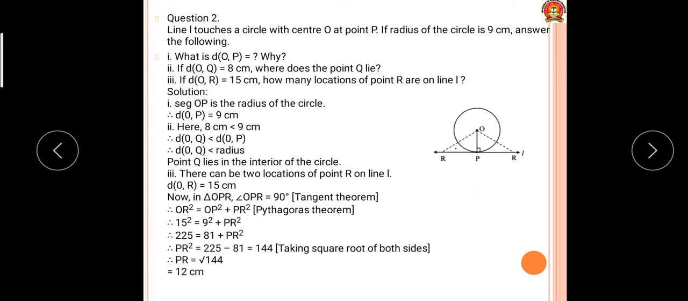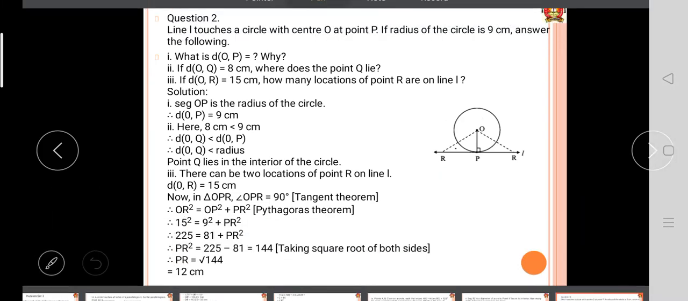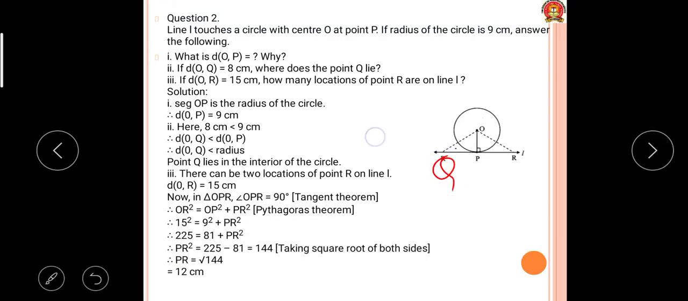If the distance of OQ is equal to 8 centimeter, here it is Q. And the distance of OR is 15. OQ is 8, OR is 15. How many locations of R are on the line L? Very simple question it is, student.